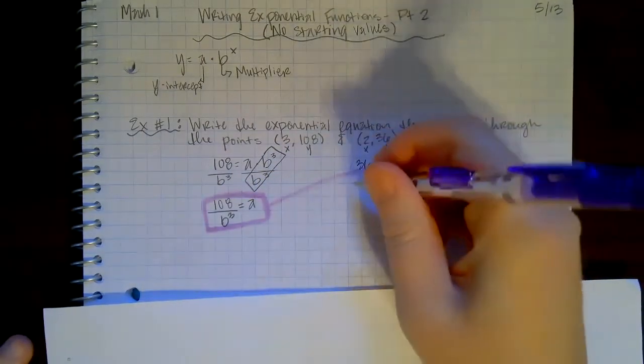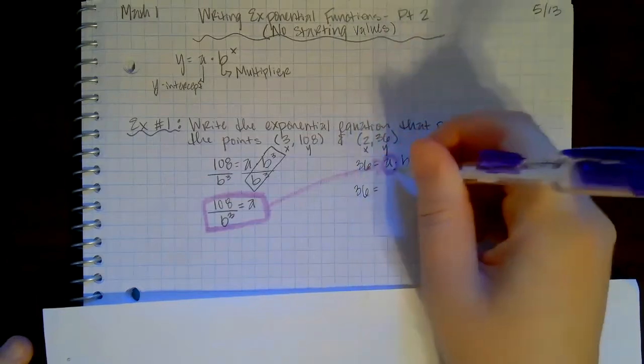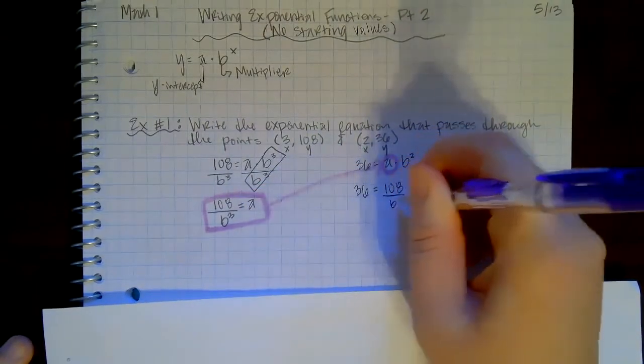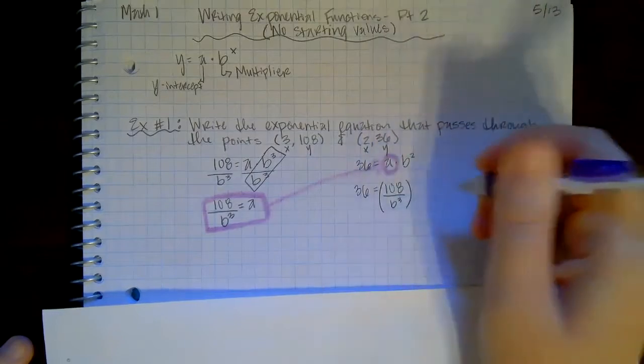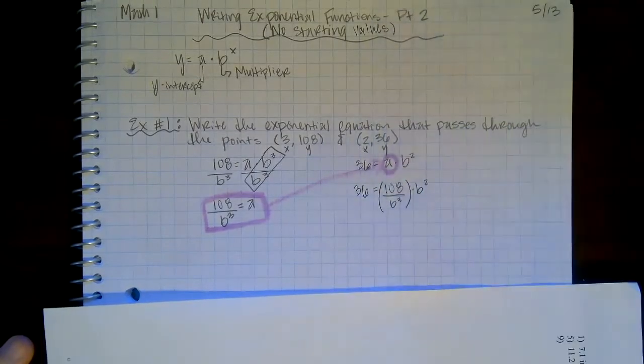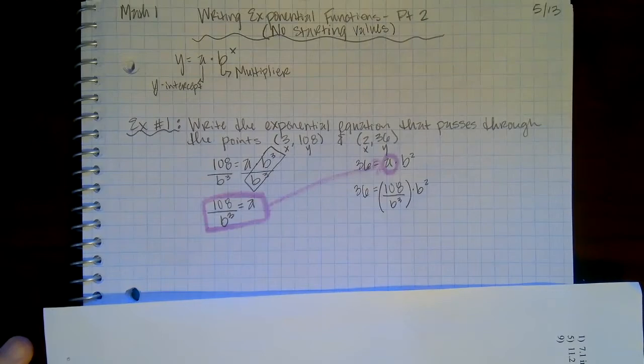So here where I see a, I'm going to replace that with what a equals. I'm going to bring down the 36 equals, and then instead of writing a, I'm going to put what a equals, 108 over b to the third, in parentheses. And then I have b squared times b squared. Okay, so I just replaced the a.